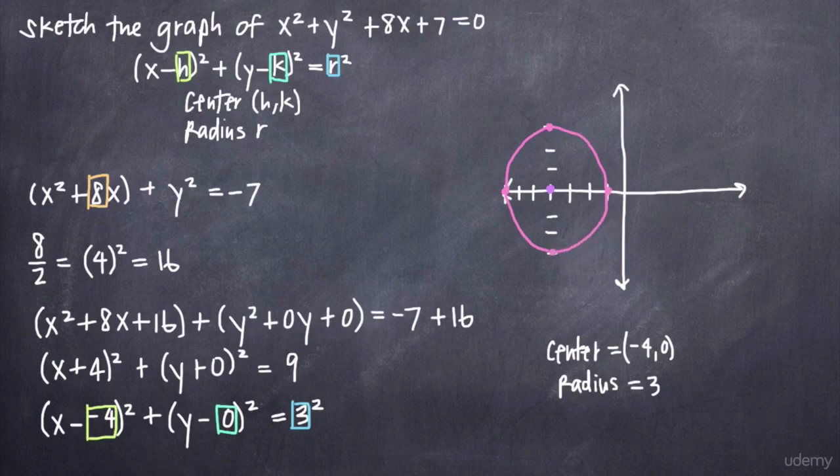If we want to, we can label the center at -4, 0, and indicate that our circle has a radius of 3. And that's it. That's how we sketch the graph of the circle.